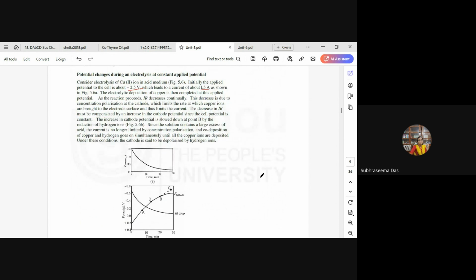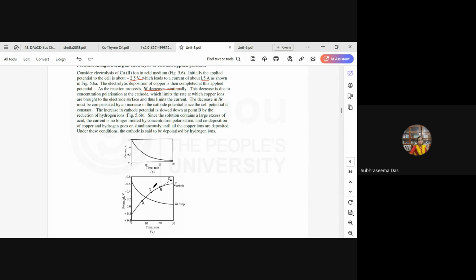As the electrolytic deposition of copper proceeds at this potential, the IR, that is the ohmic potential drop, decreases continually. This decrease is due to the concentration polarization that occurs at the cathode. This decrease in IR must be compensated by some increase in cathode potential because the cell potential remains constant. So if the ohmic potential drops, then there must be another factor which will be increasing. Here this increase in potential is slowed down at point B.